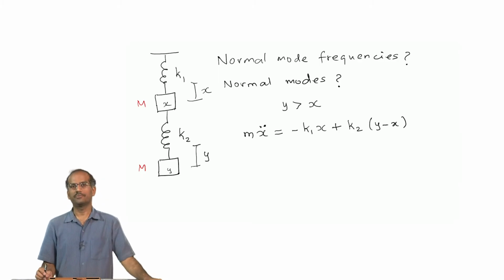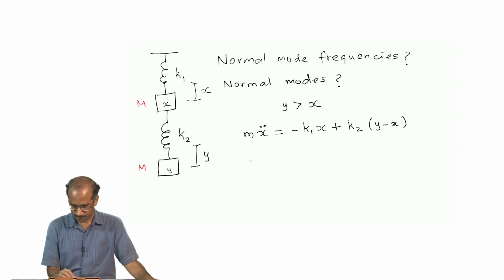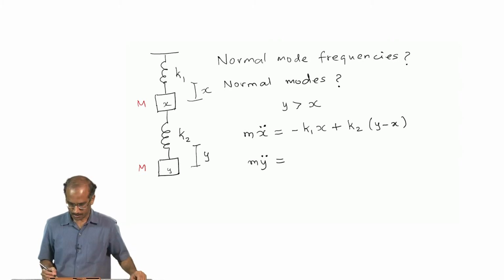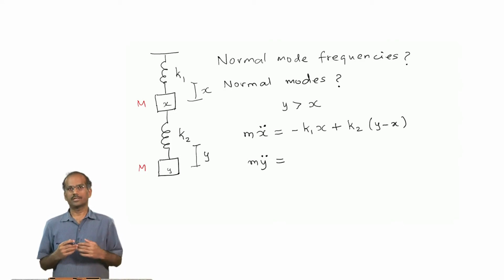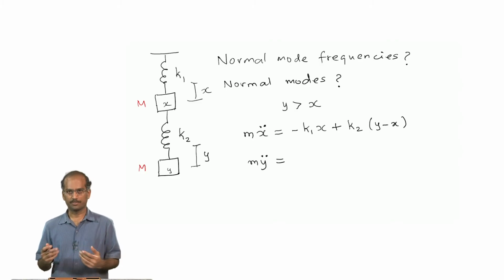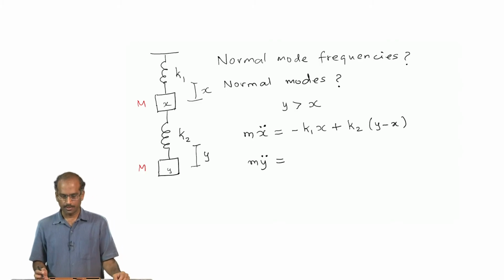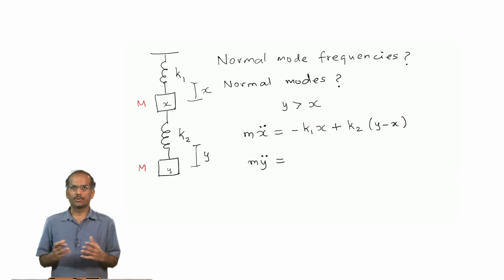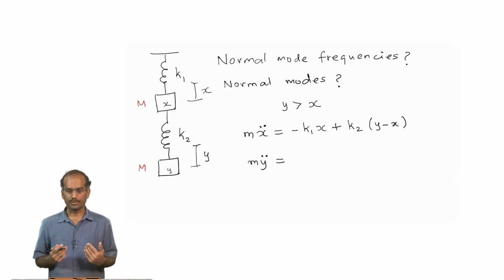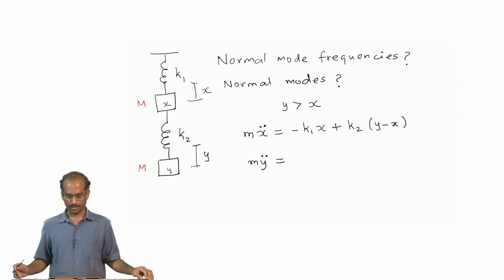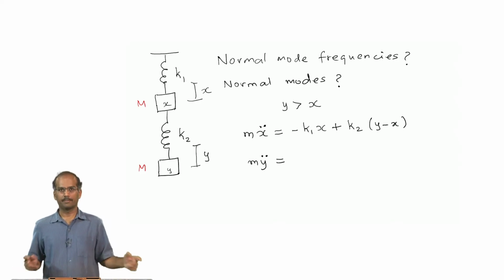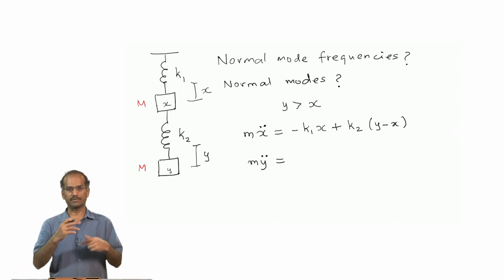Now, let me write the equation of motion for the second block. m y double dot is equal to, as far as the second block is concerned, it is only in contact with the second spring with spring constant k2. So, the only force that is going to affect the second block will arise from the second spring, but the second spring itself is in contact with both the blocks.